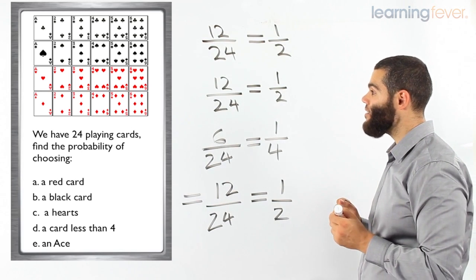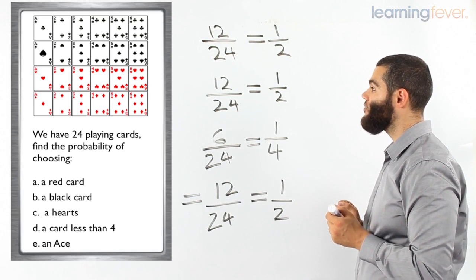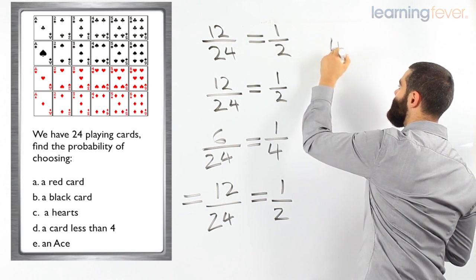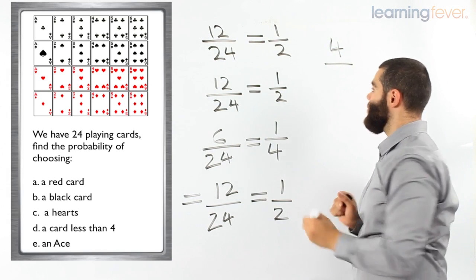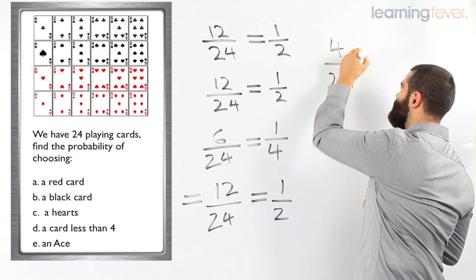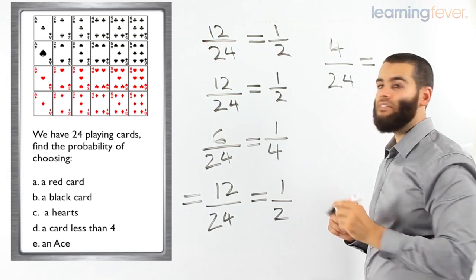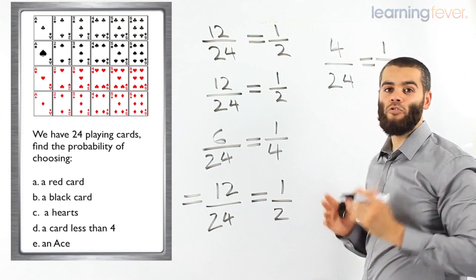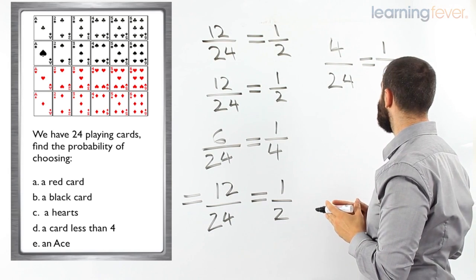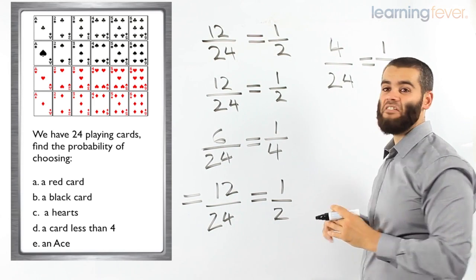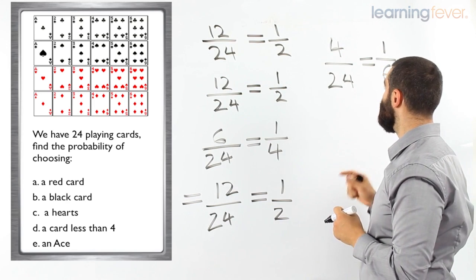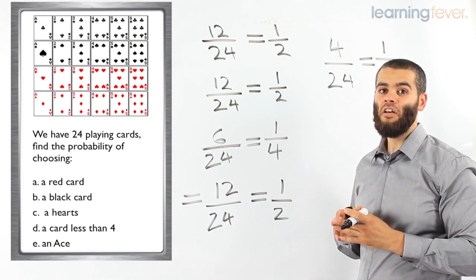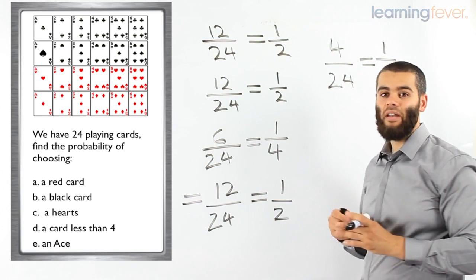How many aces are there? We can see 1, 2, 3, 4 aces. So there are 4 aces out of the 24 cards altogether. We simplify that and we know 1 out of 6. The probability of choosing an ace is 1 out of 6. Here, there are 4 aces in 24 cards. We know that means if we simplify it, 1 out of the 6 cards will be an ace. So the probability of choosing an ace is 1 out of 6.